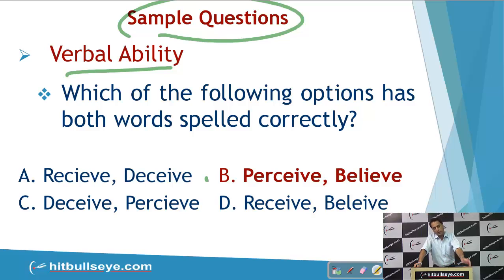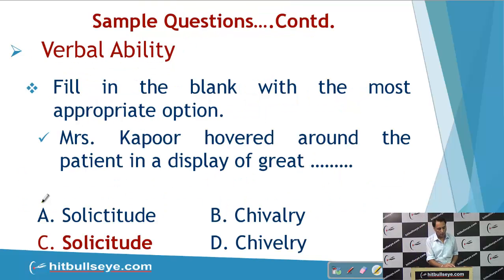You would appreciate that out of the 4 options given there, 2 of them, option 1, that is option A, and option D, these have been spelled incorrectly. So obviously, these are out of the consideration set. The ones in the consideration set are B and C.